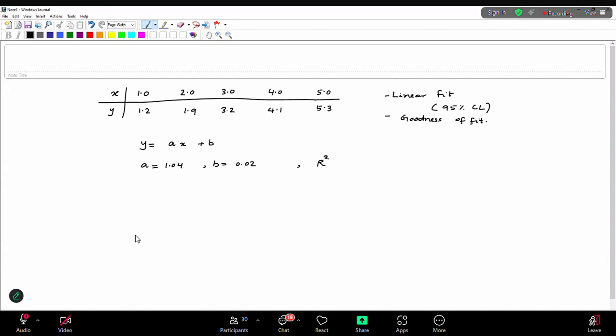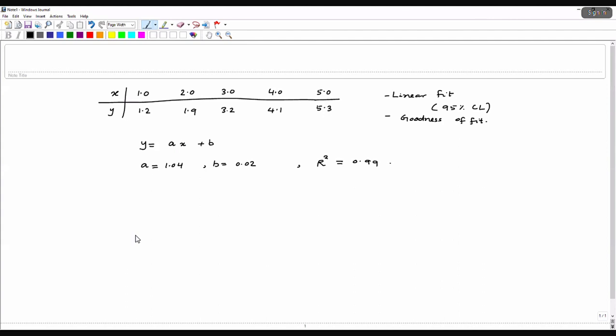And we found the R square to be 0.99, right? And we said that if R square is close to 1, then you can see it is a good fit. So in this case, R square is very close to 1. So this is indeed a good fit.